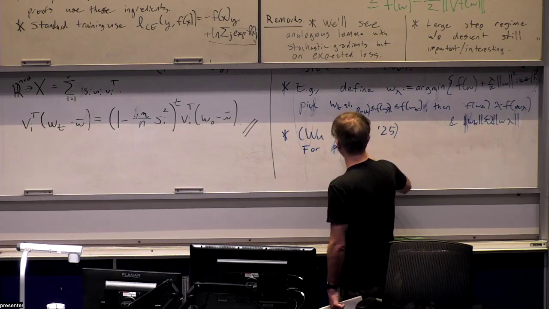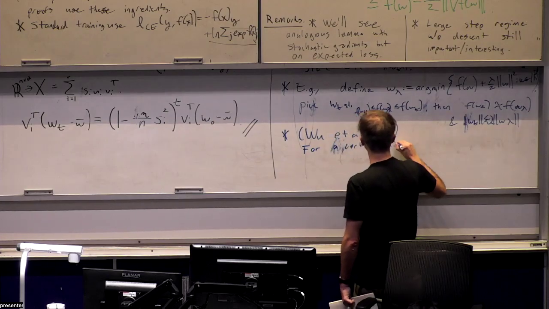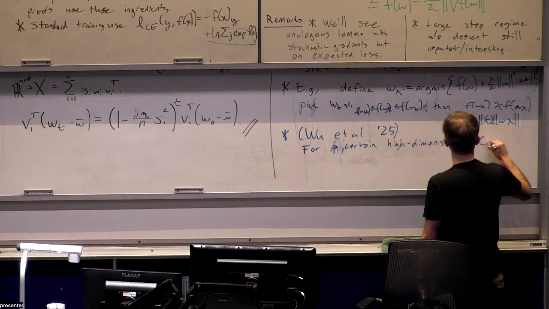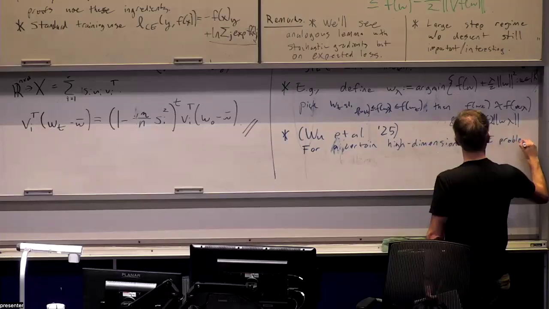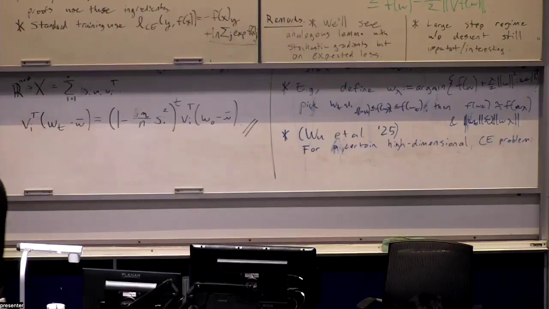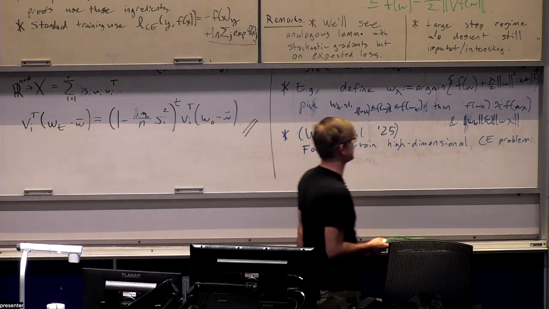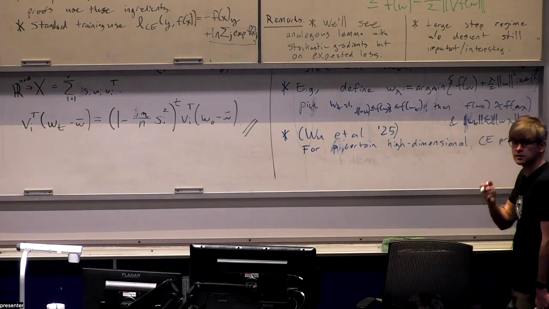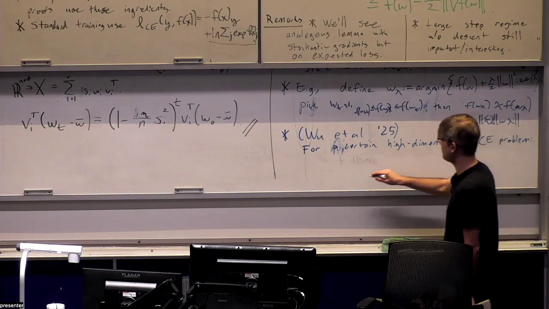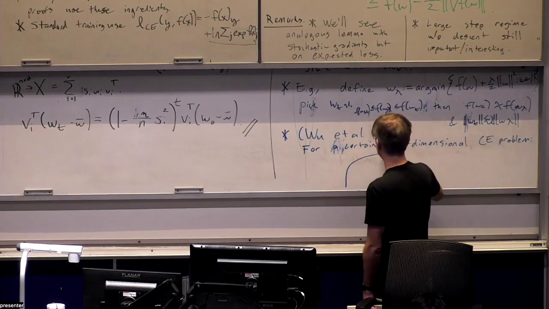I'll say for a certain high dimensional cross entropy problem. When I say that, I mean that high dimensional is one of these things where you have to choose the ratio between n and d in a certain way. But it's a high dimensional problem in the sense that n is smaller than d. D is significantly larger than n. So for a certain cross entropy problem, we have the property that the gradient path goes like this.